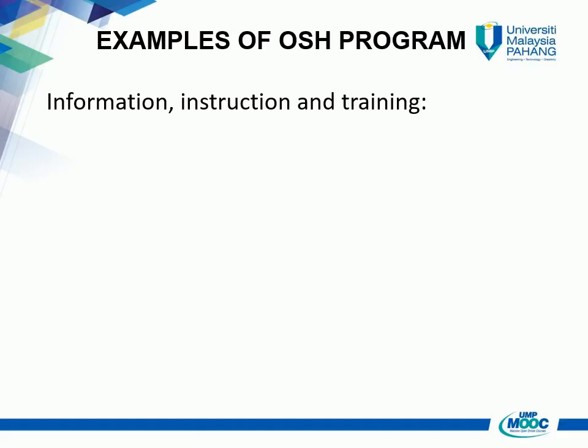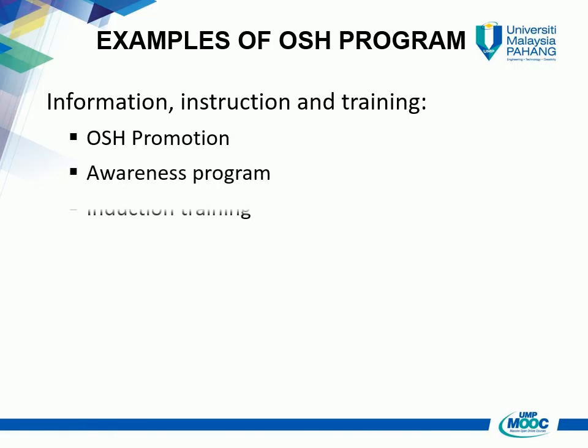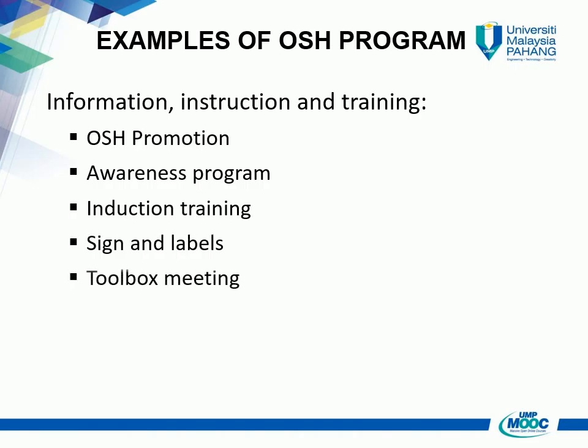There are a lot of OSH programs that can be implemented at the workplace. The choice of suitable OSH program depends on the policy, objectives, and targets of the program itself. Examples of OSH programs which focus on information, instruction, and training are OSH Promotion, Awareness Program, Induction Training, Signs and Labels, Toolbox Meeting, and Communication and Consultation.